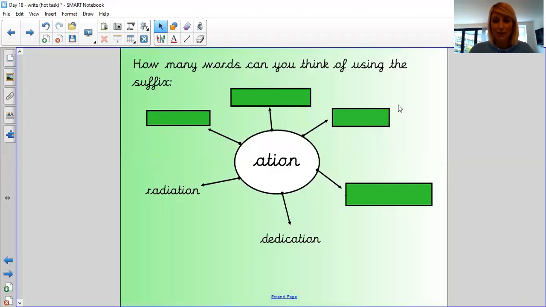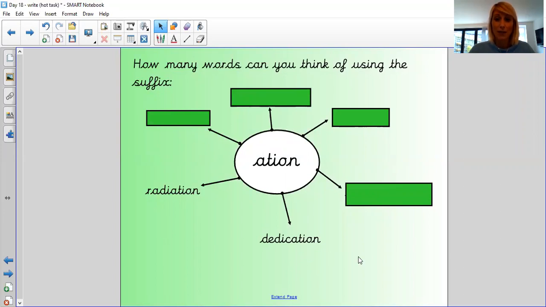So just to warm our brains up, let's start thinking about some spelling words, okay? If we'd been in school this week, we would have been working on words that had the suffix ation, okay? So I would like you to see if you can think of as many words as you can using the suffix ation, and I've put 2 on there just to give you an idea and get your brains working this morning and get you thinking. So I've come up with radiation and dedication. How many other words can you think of using the suffix ation?